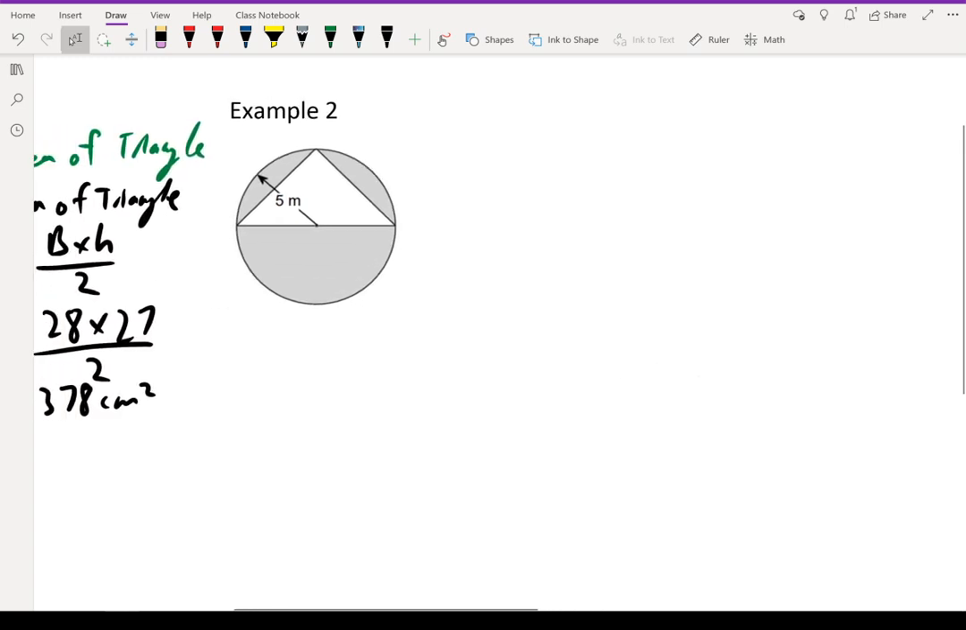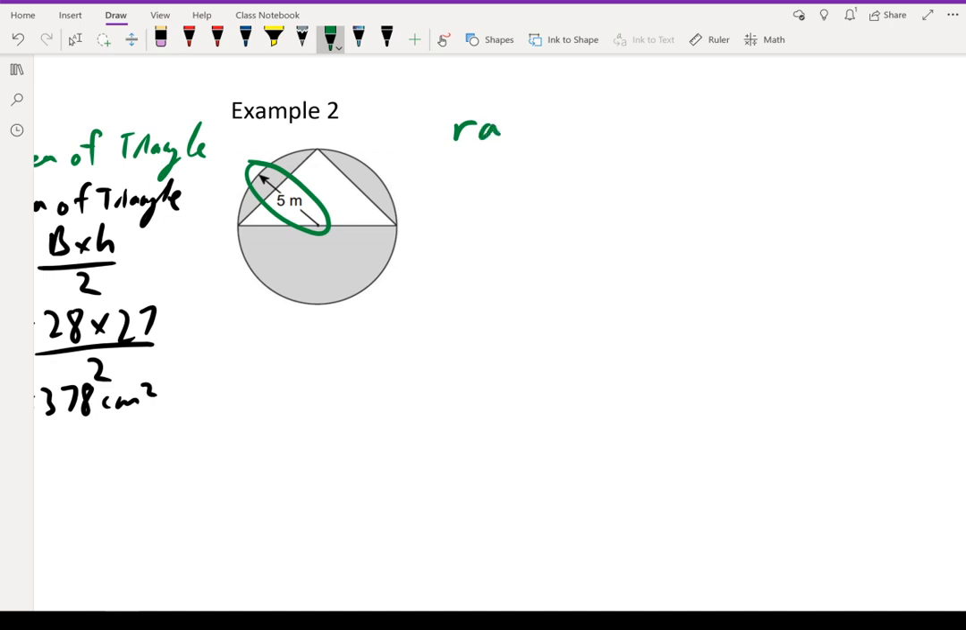In terms of information, it doesn't give you a lot. The only information that it gives you is that this is 5 meters. What is that arrow? That arrow will be the radius. So the radius is equal to 5 meters. What can we find with the radius? Yes, we can find the area of the circle. And then how do we find the area of the triangle?